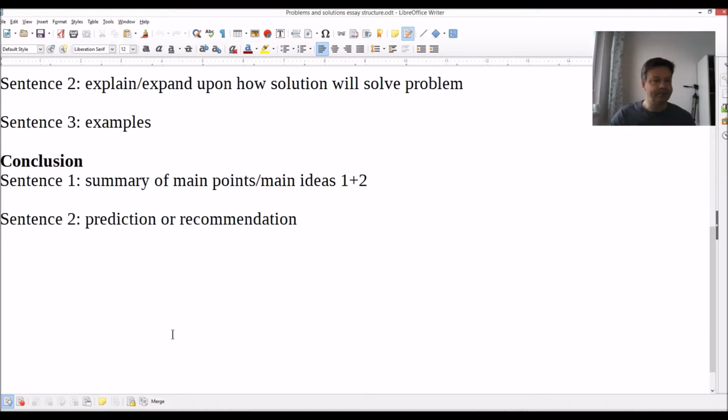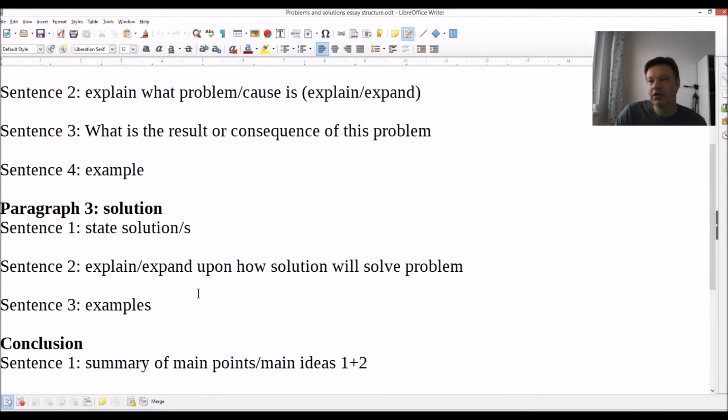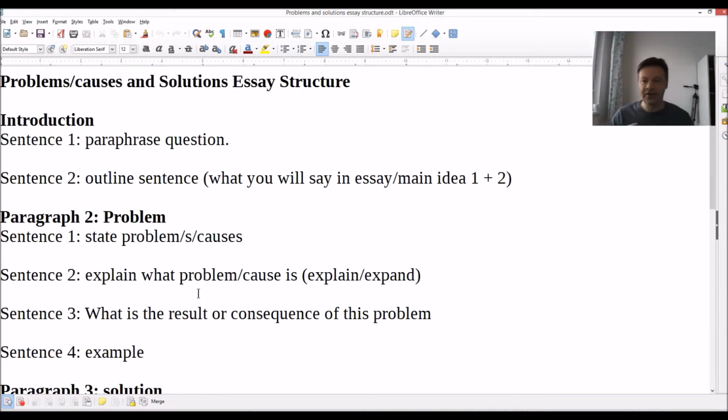Anyway, so I haven't made a problems and solution video. I did a causes and solutions, which is virtually the same. It's virtually identical in the structure, but not an actual problems and solutions. So I thought I would make one, and we'll see how it works out. So as you see, we've got a structure here. I've also got 2 examples to see how that works in practice.